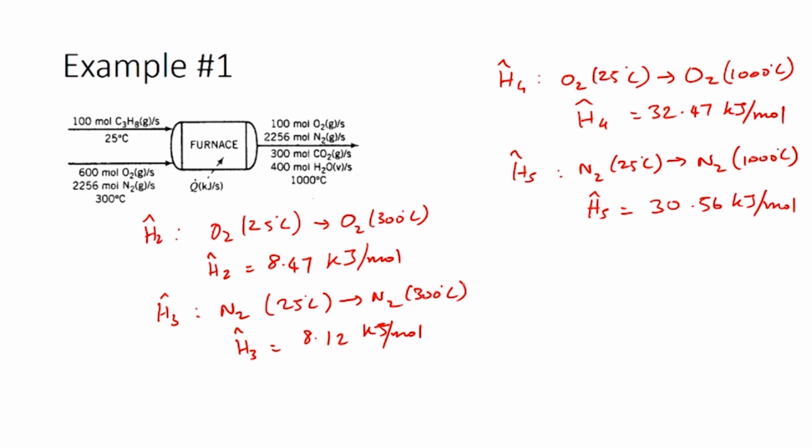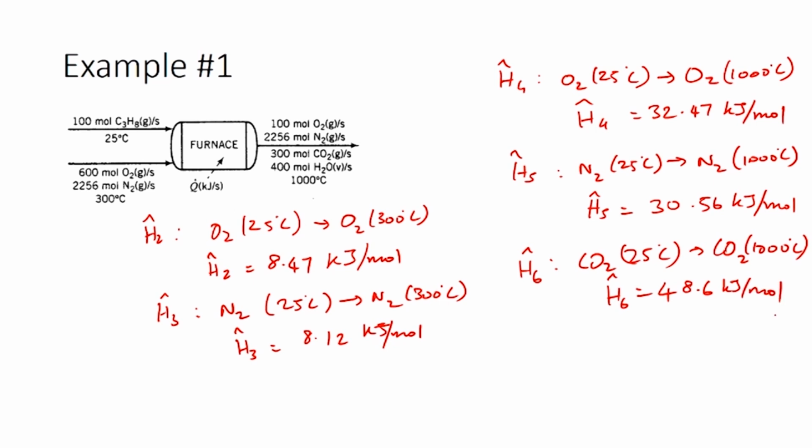So, now you have H6 cap and H7 cap. For H6 cap, you can use the table for combustion gases and get the value for carbon dioxide being heated from 25 degrees Celsius, which is the reference state, to carbon dioxide in the exit stream, which is 1000 degrees Celsius. So, your H6 cap is equal to 48.6 kilojoules per mole. Now we have H7 cap, which needs to be calculated.